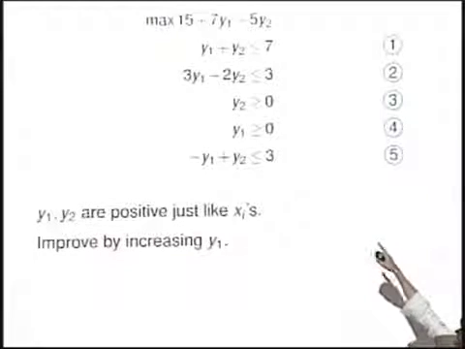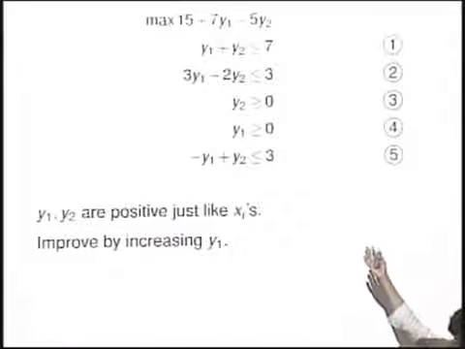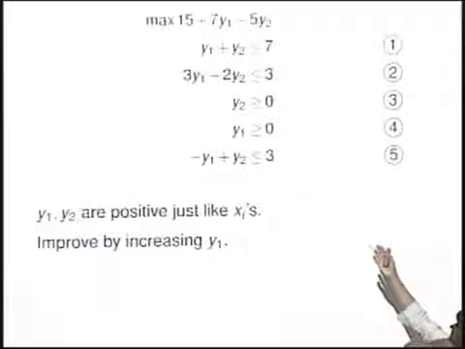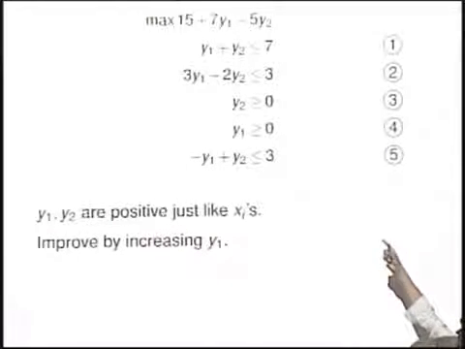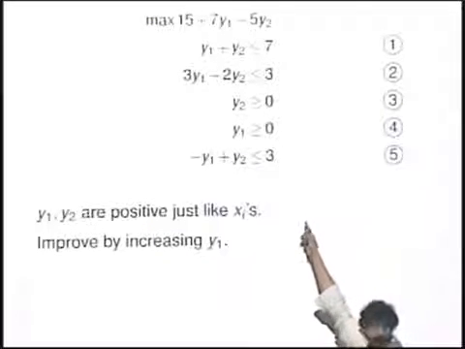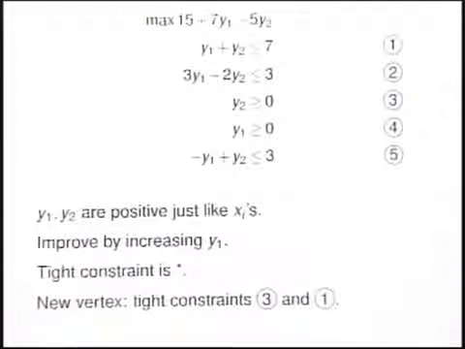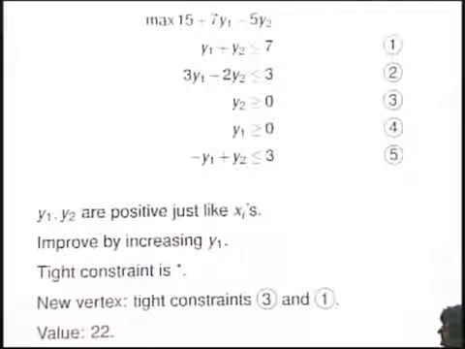Well, the first equation says y1 plus y2 is less than or equal to 7. y2 is 0, so it reduces to y1 is less than or equal to 7. Then 3y1 is less than or equal to 3. And this one is fine, negative y1: increasing y1 only makes it more satisfied. So the tight constraints should be 3 and 2, and the value there is 22.